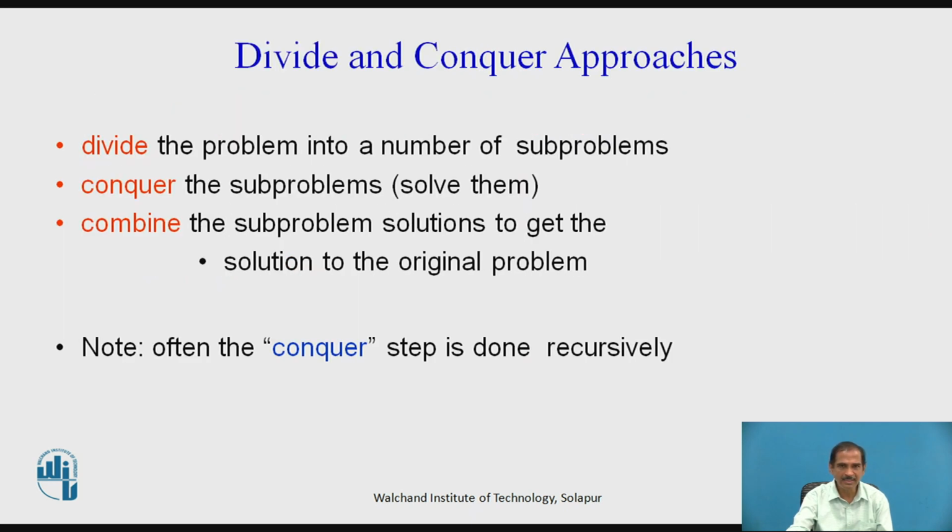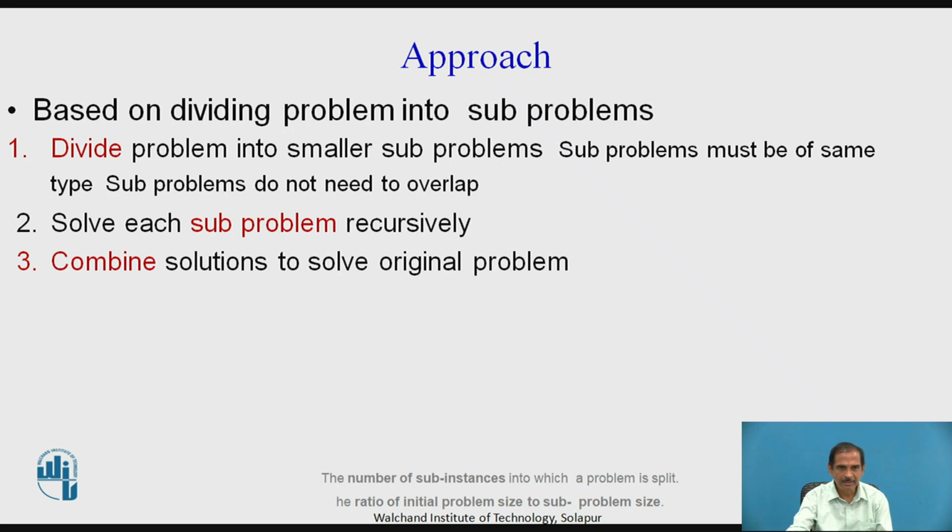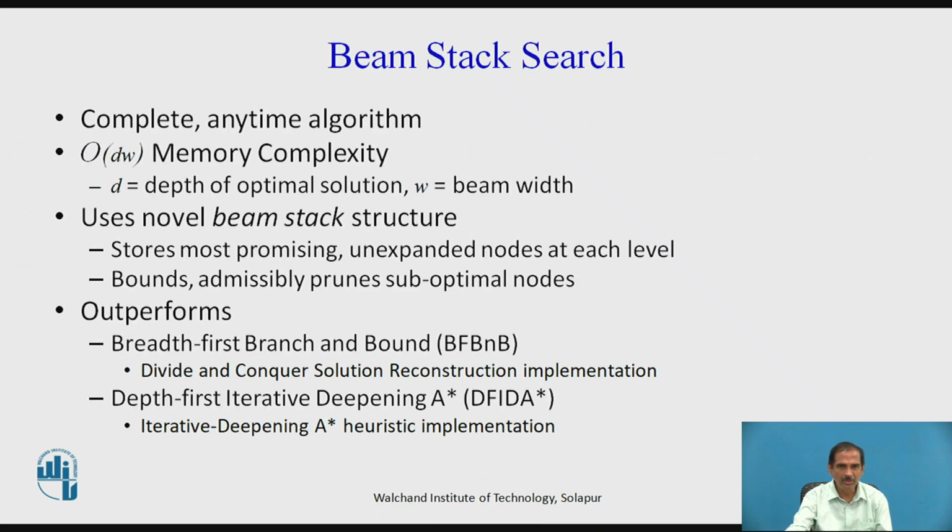The next method used is the divide and conquer approach, which divides the problem into a number of subproblems, conquers the subproblems, and combines the subproblem solutions to get a solution to the original problem. Note, often the conquer step is done recursively till we are satisfied with the result. The subproblems must be of the same type and do not need to overlap. Solve these subproblems recursively, and combine the solutions to give the original problem.